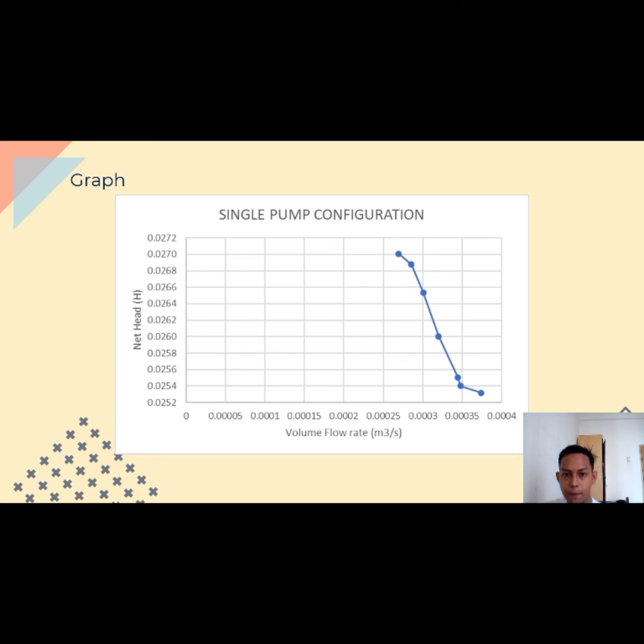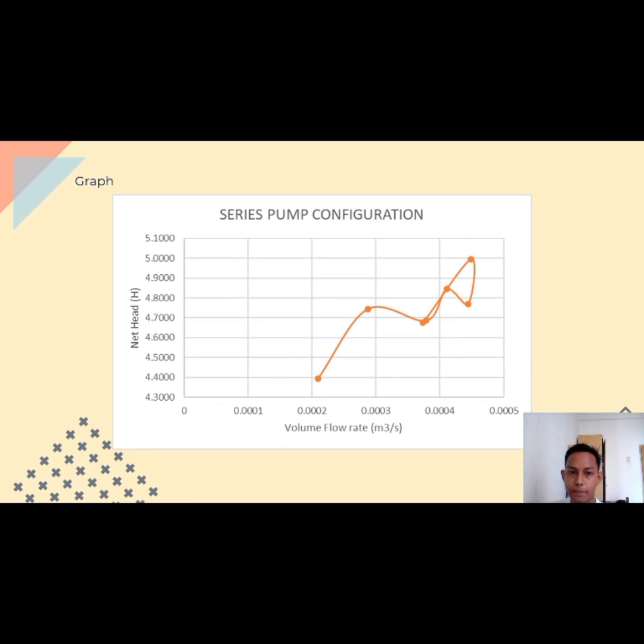Next, we go to the graph. The graph shows the performance curve for the single pump configuration. The graph correlation shows that pump head decreases as the flow rate increases. This relationship states that pump head is inversely proportional to flow rate for a single pump. Next, we have the series pump configuration. The graph correlation shows that pump head increases as the flow rate increases. This relationship states that pump head is proportional to flow rate for the series pump.